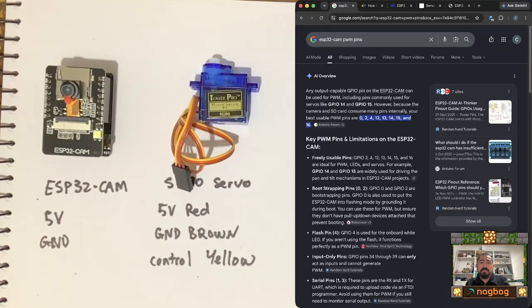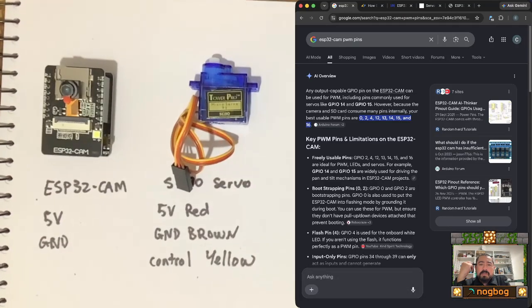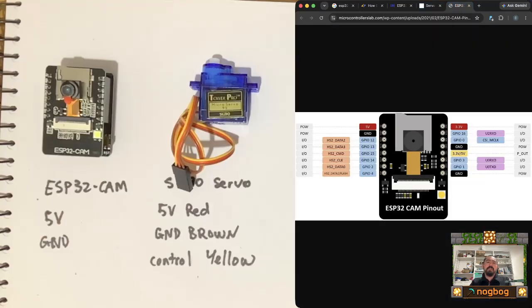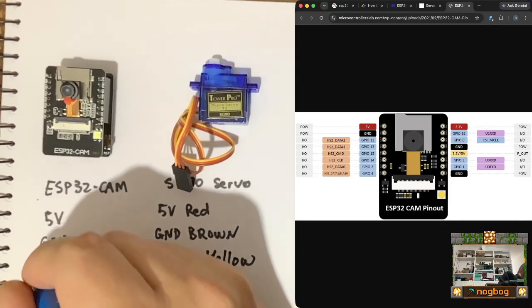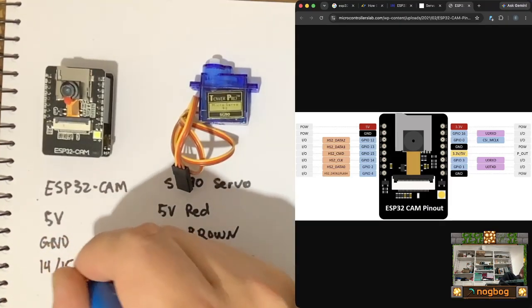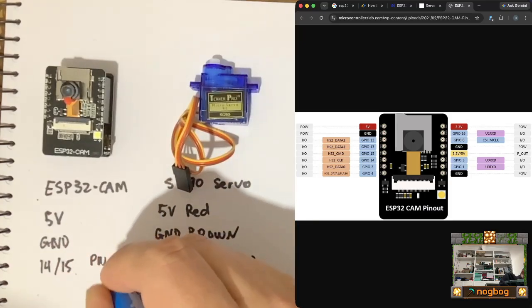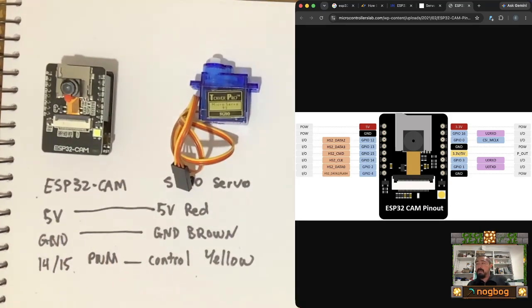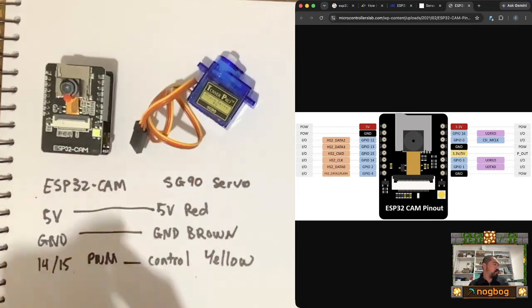Okay, I guess we are reading the AI. All right, so for PWMs, it says we can use 2, 4, 12, 13, 14, 15, and 16, which are ideal for PWM. 14 and 15 are widely used for driving pan and tilt mechanisms. So let's have a look at where 14 and 15 are. 14 and 15 are on the same side, so we could make some connections pretty easy. So let's do 14 or 15 for our PWM.